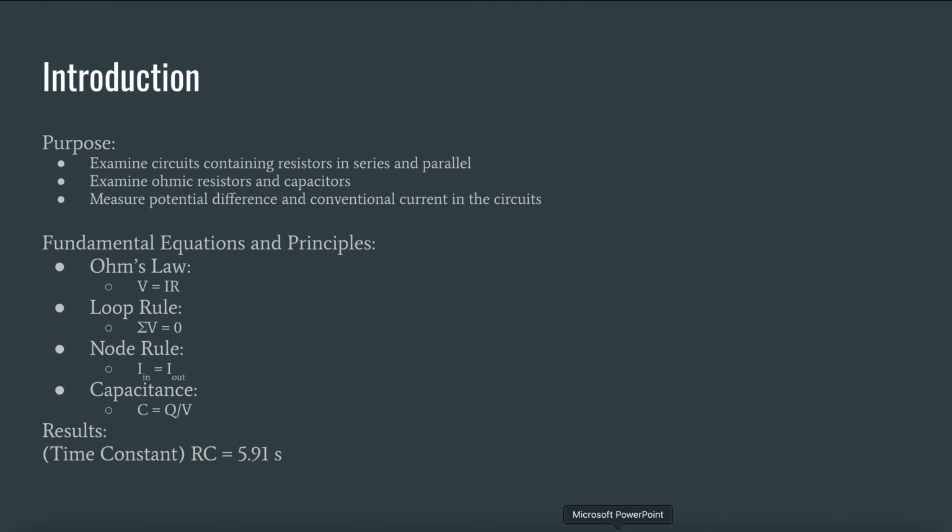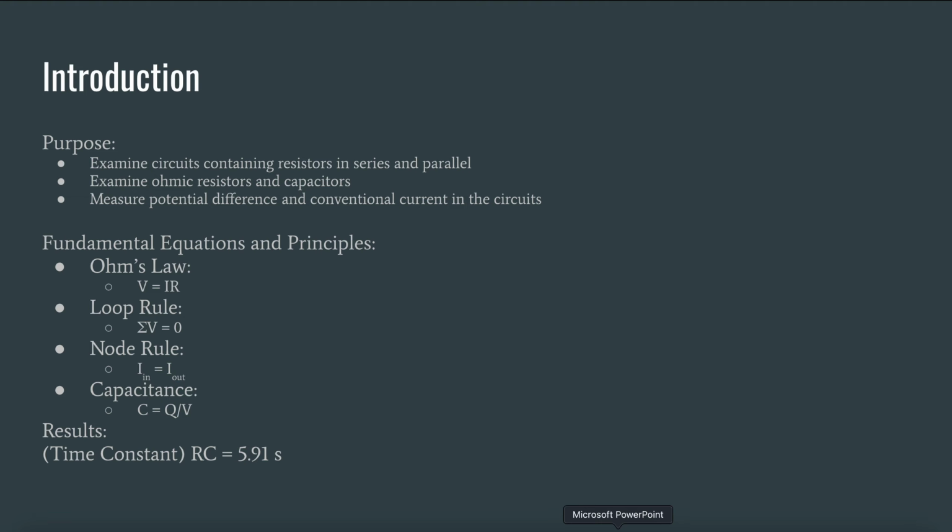So for the introduction, the purpose of this experiment was to examine circuits containing resistors in series and parallel, as well as to examine ohmic resistors and capacitors and measure the potential difference and conventional current in the circuits. So some of the fundamental equations and principles, we have Ohm's law, which states that V is equal to current times resistance, the loop rule, the node rule, that the current in is equal to the current out, and capacitance.